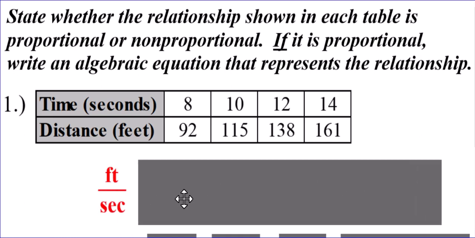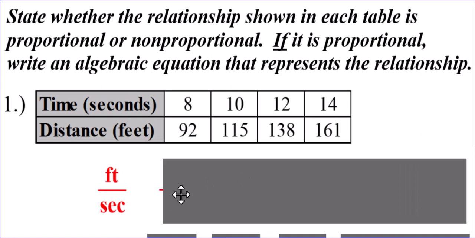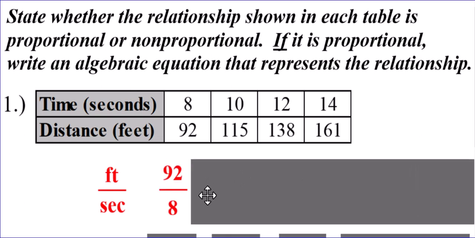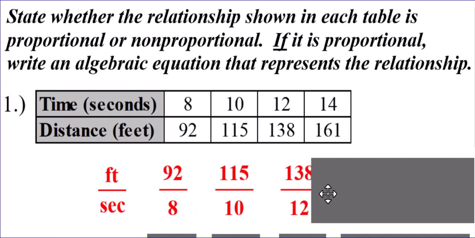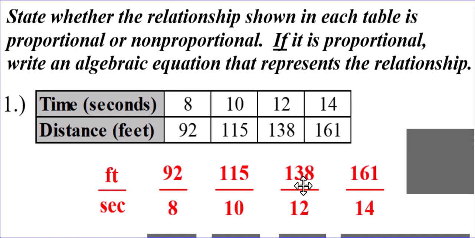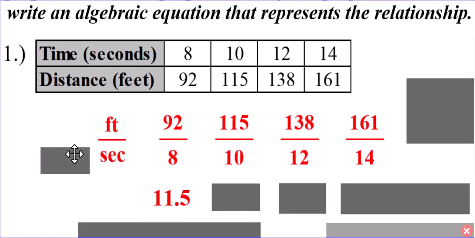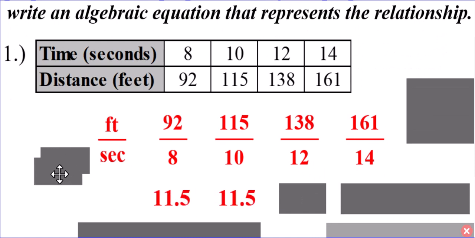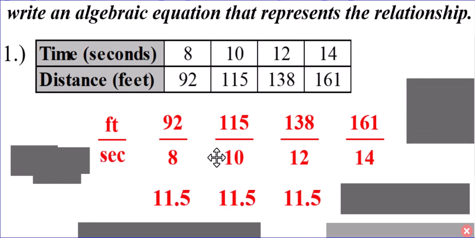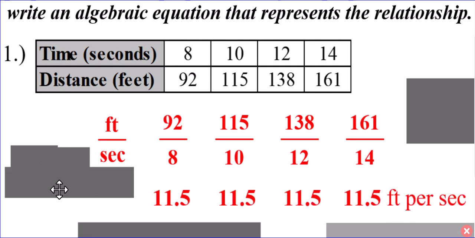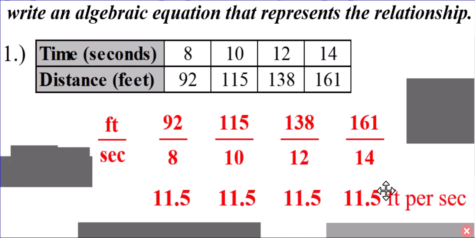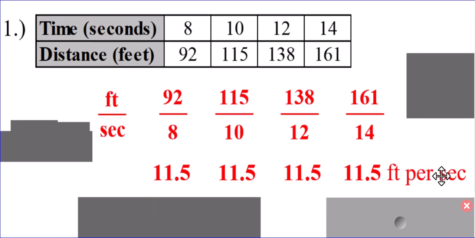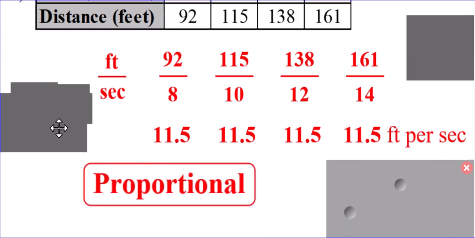Problem number 1. We're going to take the feet and we're going to divide by the seconds, so that way we get feet per second. So that's 92 divided by 8, 115 divided by 10, 138 divided by 12, and 161 divided by 14. 92 divided by 8 gives you 11.5. 115 divided by 10, 11.5. 138 divided by 12, 11.5. So we are noticing this is always giving us 11.5. What does that really mean? The feet were in the numerator, the seconds were in the denominator, so that's 11.5 feet per second. So this is a proportional relationship because the ratio was always the same.